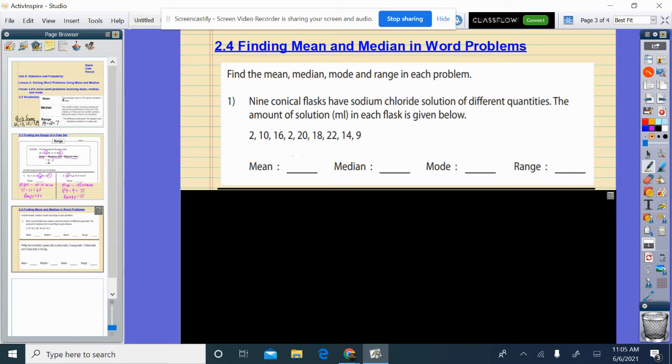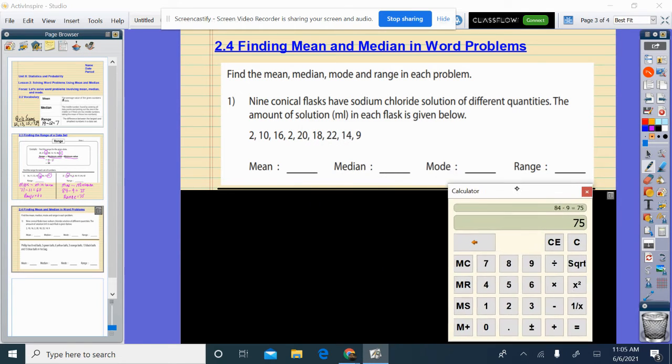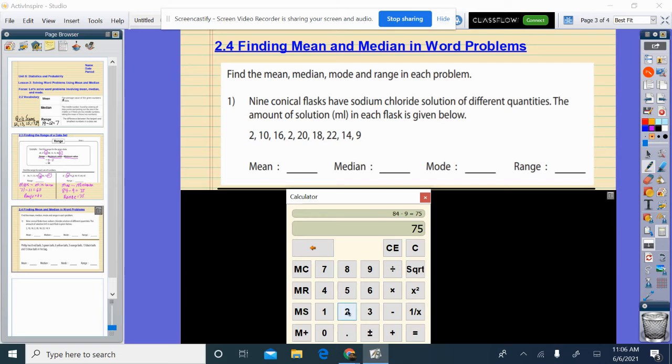First I'm going to find the mean. I'm going to get my calculator out again and add these values: 2 plus 10 plus 16 plus 2 plus 20 plus 22 plus 14 plus 9 is 95. And there are 1, 2, 3, 4, 5, 6, 7, 8, 9 values. Divided by 9 equals 10.55 or 10.56. I'm going to round to the nearest hundredth. Okay, so what's the median?